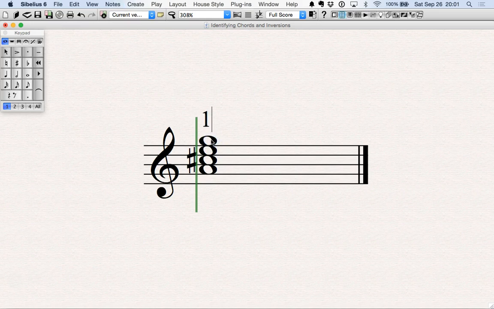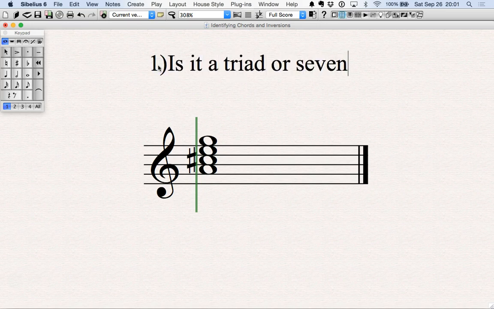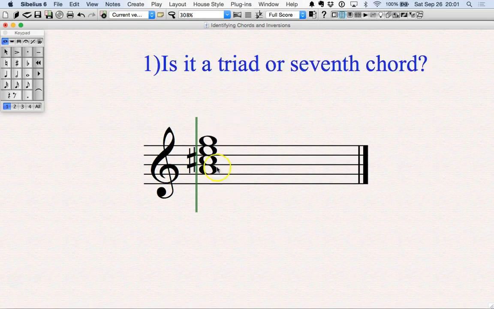Step 1. Is it a triad or a seventh chord? We see 4 different pitches, so it is therefore a seventh chord. Step 2. A-derp, always draw in root position. Is it in root position? This particular example is all on spaces and it's within one octave, so yes, it is already in root position.